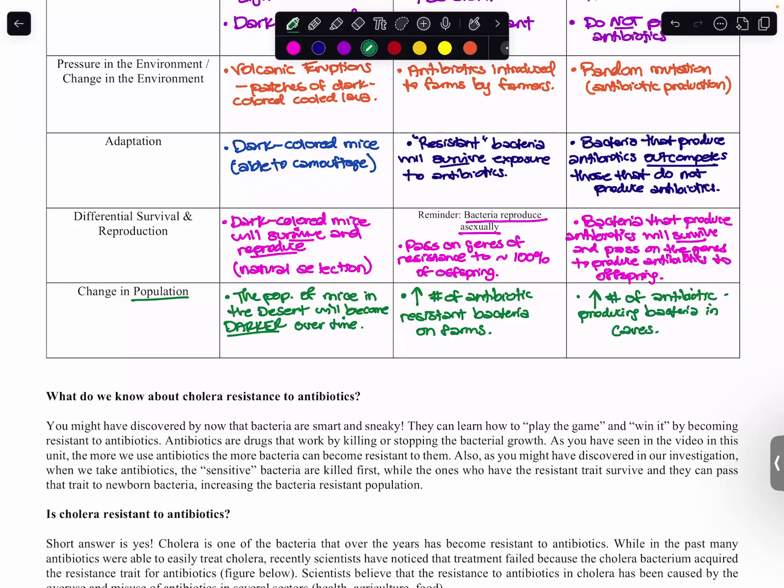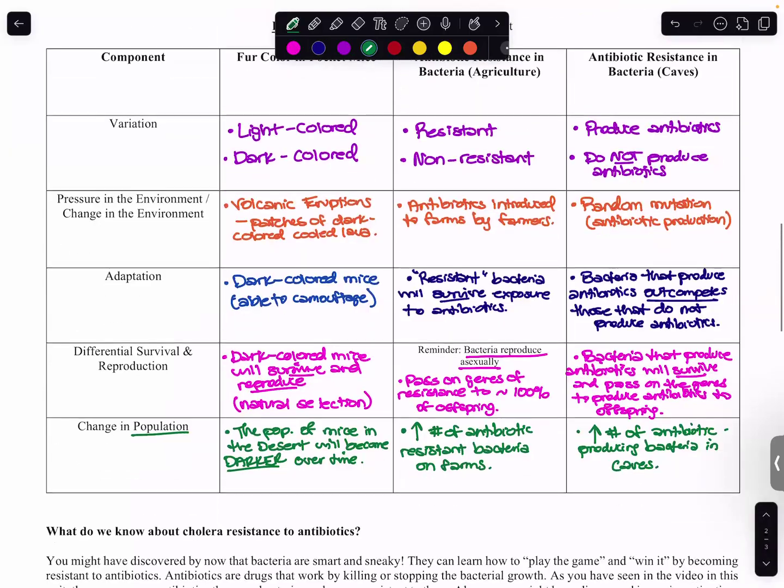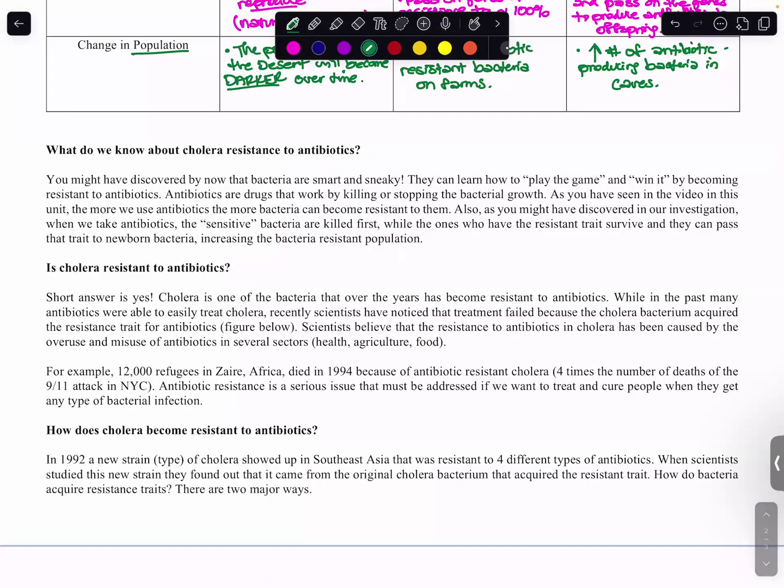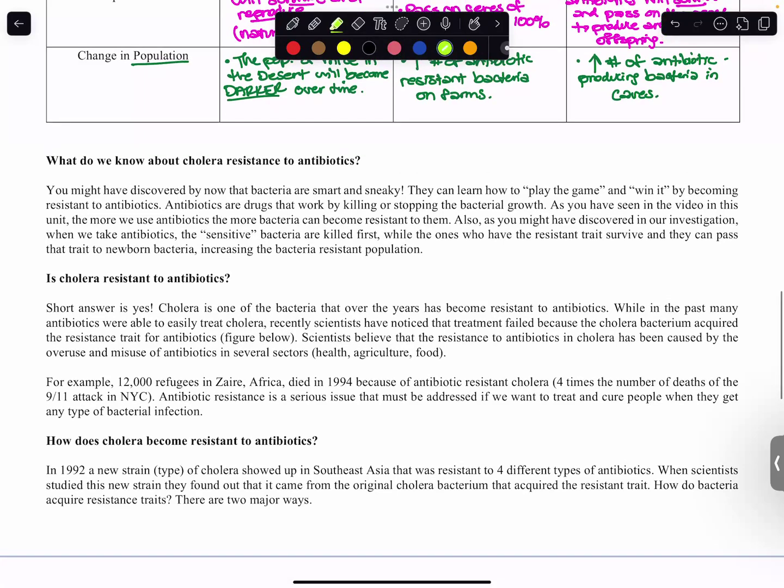So that's three examples of natural selection that we've literally gone through over the course of this unit so far. All right, now let us circle back. So what do we know about cholera resistance to antibiotics, right? We're trying to prevent another cholera outbreak. So we need to relate everything back to how we can do that.